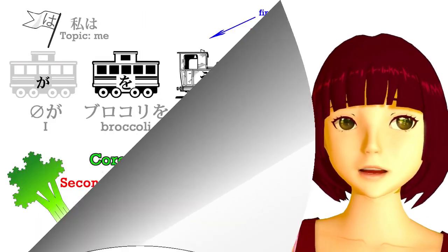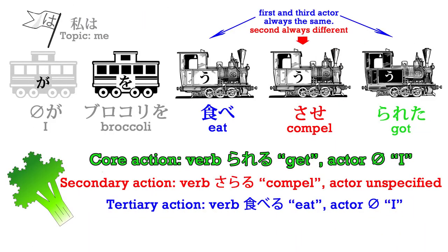For example, potentially, I got made to eat broccoli. So we have 3 verbs, taberu, eat, saseru, compel, in this case it will be compel, rareru, receive. I received, being compelled to eat broccoli.